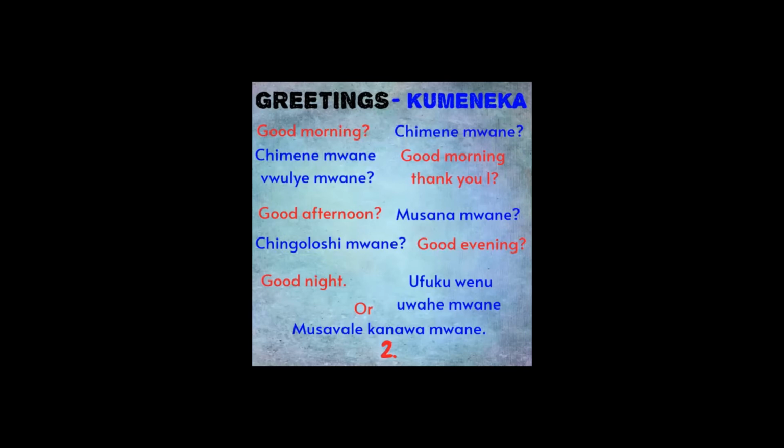But if you want a direct translation of good night, it will be ufuku wenu. Ufuku is night. So good night is ufuku wenu uwahe mwane, translating directly from English to Luvale. But mainly when you visit the Luvale village setups, for good night they will tell you musabalekana wa mwane, meaning they've said good night. So that's how it is. Any question?